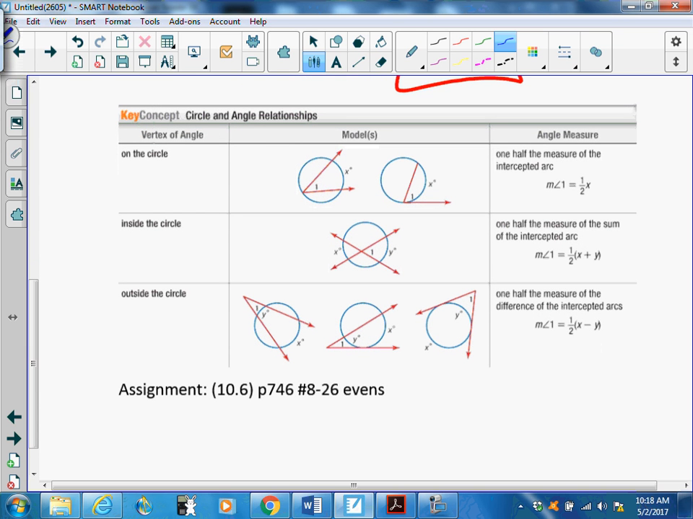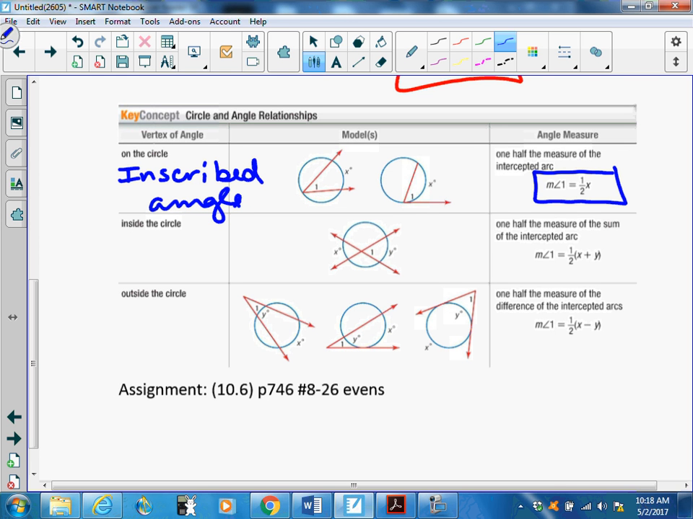The last part of the notes is just a table that kind of goes over the different things that we talked about. And this first one, it has vertex on the circle, so different scenarios. That was really our inscribed angle, which we know is half the measure of the intercepted arc. We just wrote it a little bit differently by putting X as our intercepted arc there.